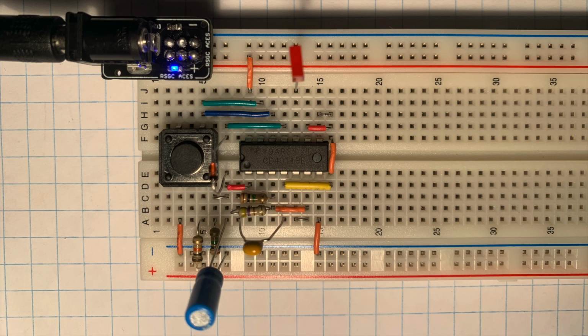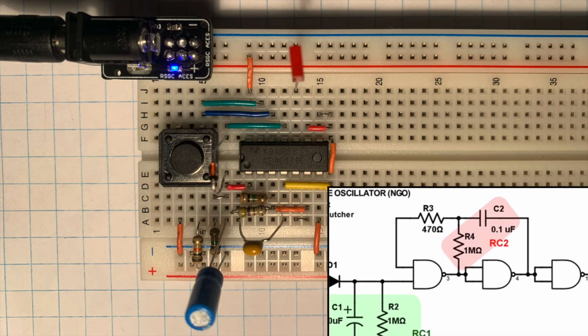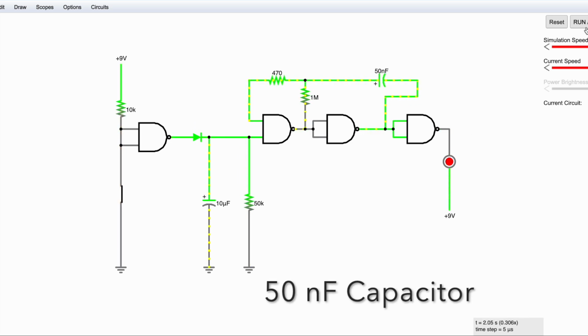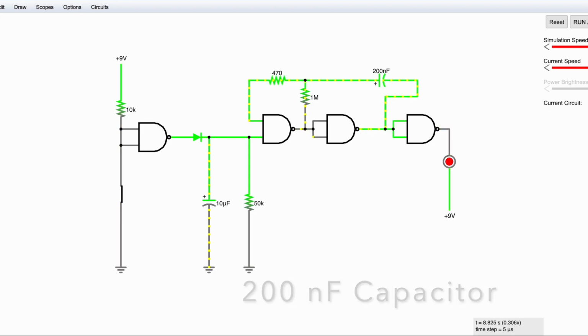And the frequency of the clock signal can be changed depending on the resistance or capacitance in the RC2 section of this build. The lower the resistance, the faster the frequency, and the higher the resistance, the slower the frequency. The same goes for the capacitor. The lower the capacitance, the faster the frequency, and the higher the capacitance, the slower the frequency.